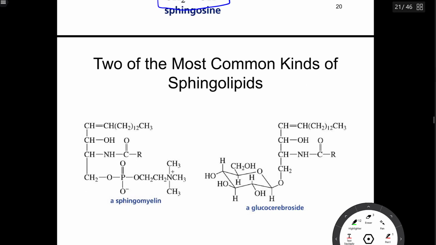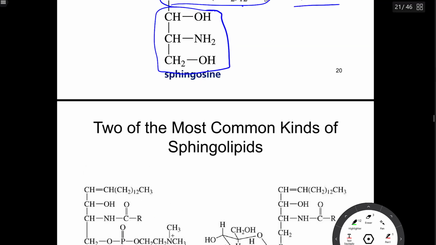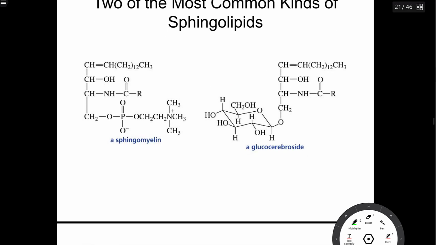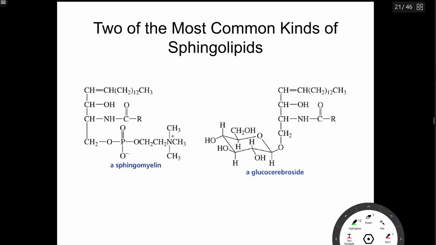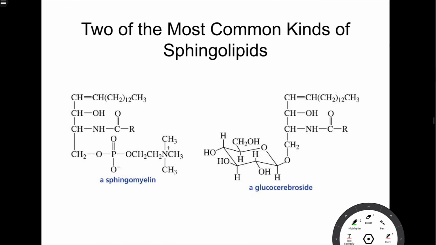So there's several different kinds of sphingolipids. There's sphingosine, right, and then sphingomyelin, which is a modification of sphingosine, and there's this glucocerebroside. So sphingomyelins are a common component of the myelin sheath of a neuron. So in your body there are neurons. I don't know how much of this you guys know, but you have neurons which conduct electricity, and the myelin sheath is used to help really facilitate electrical conduction over long distances rapidly.